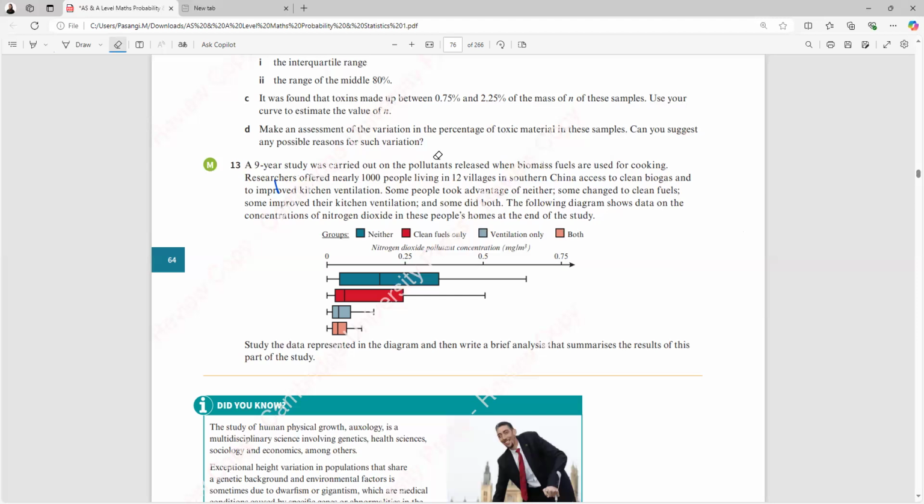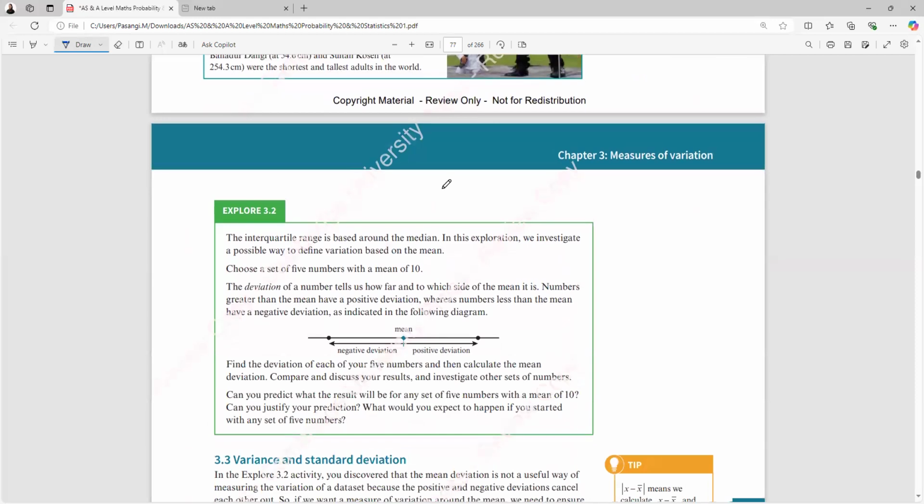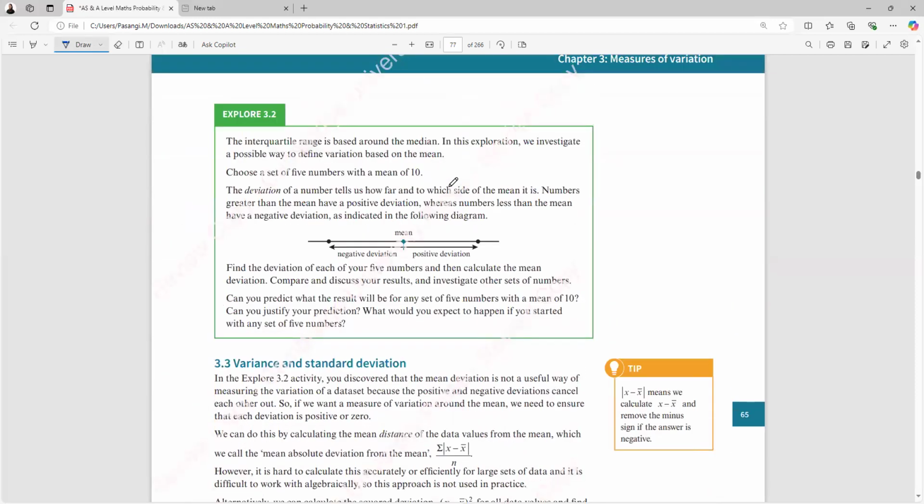Okay, teacher. Okay, that is done. Then what else? That question is easy, right? Yeah, it's fine. It's just analyzing. So explore 3.2. Can you predict what results? Just rate this one and check whether you can predict what the results will be for any set. Okay. Explore 3.2.